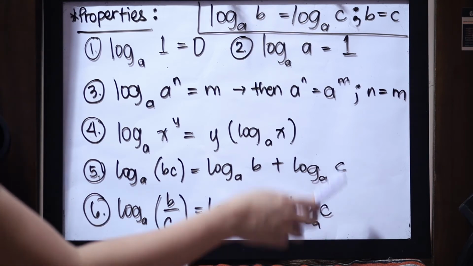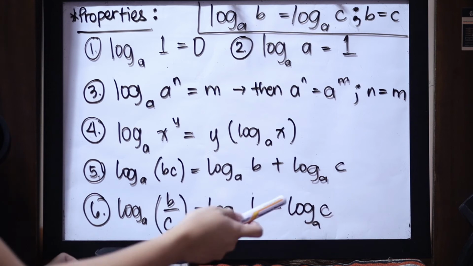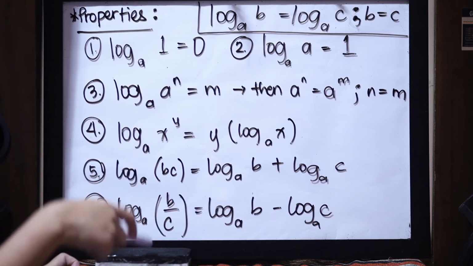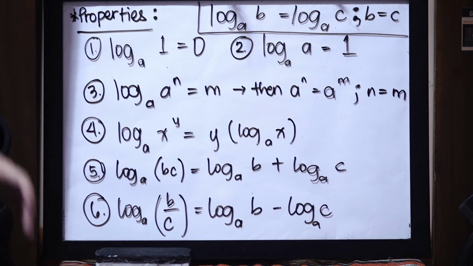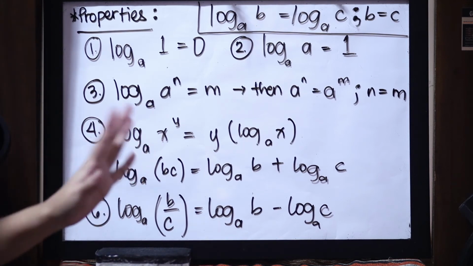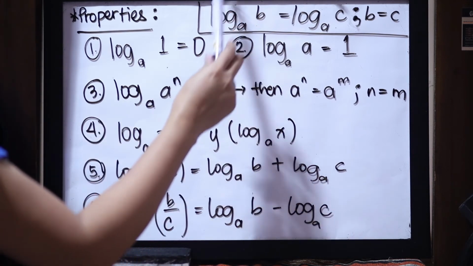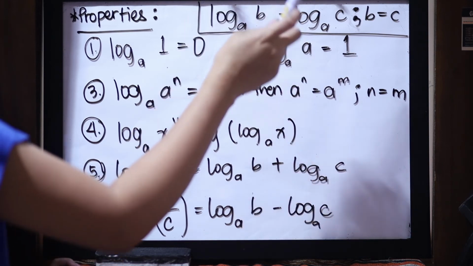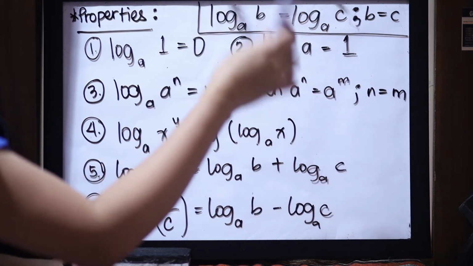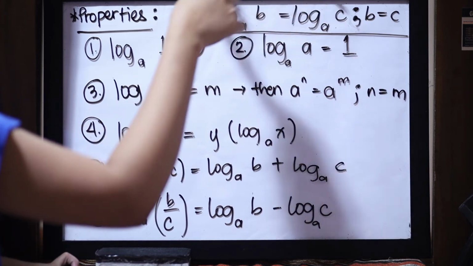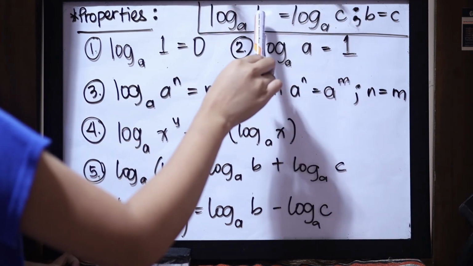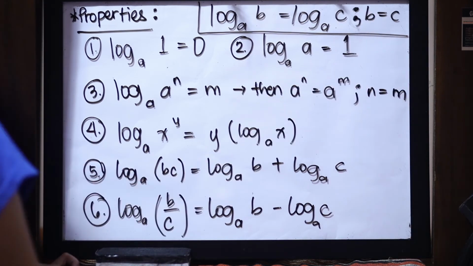Tapos, itong b tsaka c kahit hindi na. Tapos, ang gagawin nyo lang, dahil subtraction yan, division. Or kaya naman, pag division, pwede nyo siyang gawing subtraction. Tapos, yung pinakamahalaga is, logarithm of b to the base a is equal to logarithm of c to the base a, wherein, if ganito pala yung magiging equation, we can say that b is equal to c.